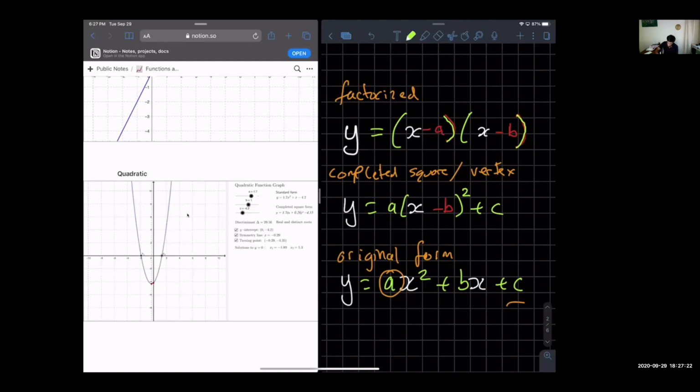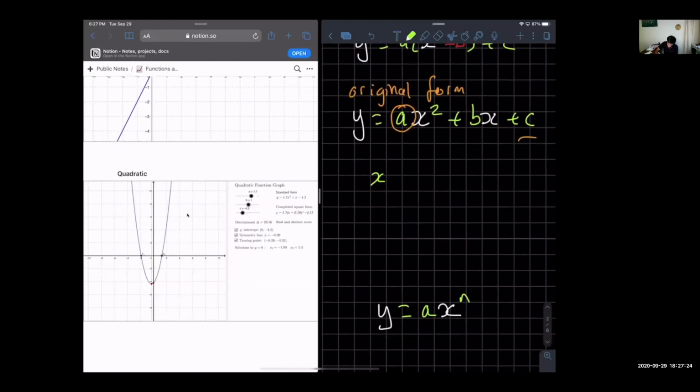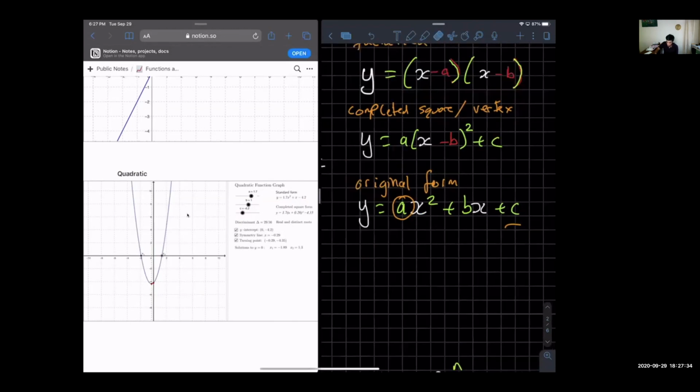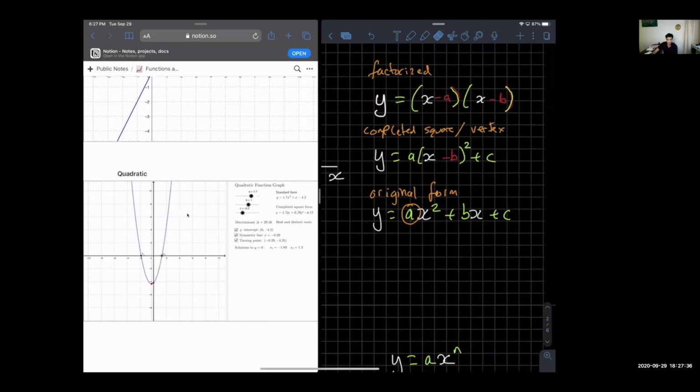x minus x1 times x minus x2, right? So it's a negative, it's opposite. So that is why the negatives are there. Is everyone with me so far? Yes or no? If there's any questions, you can put that down in chat.